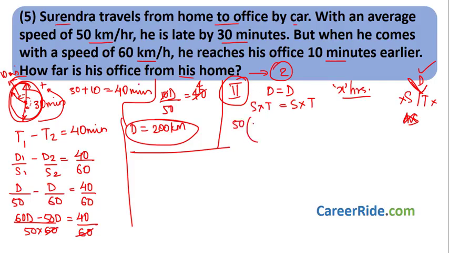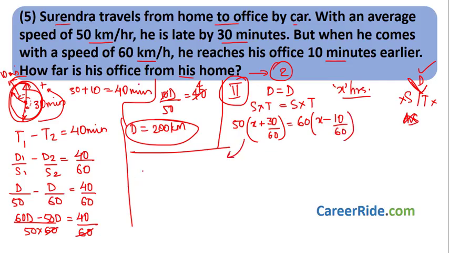What is the time in the first case? He takes the normal time plus he is late by 30 minutes. So he is taking 30 minutes extra. So plus 30 minutes, converting minutes into hours, we get 30 upon 60. What is the speed in the first case? 50. Second case, 60. Now here he reaches 10 minutes earlier. So he is taking 10 minutes less, right? Minutes to hours, 10 by 60. Okay, what do we get?